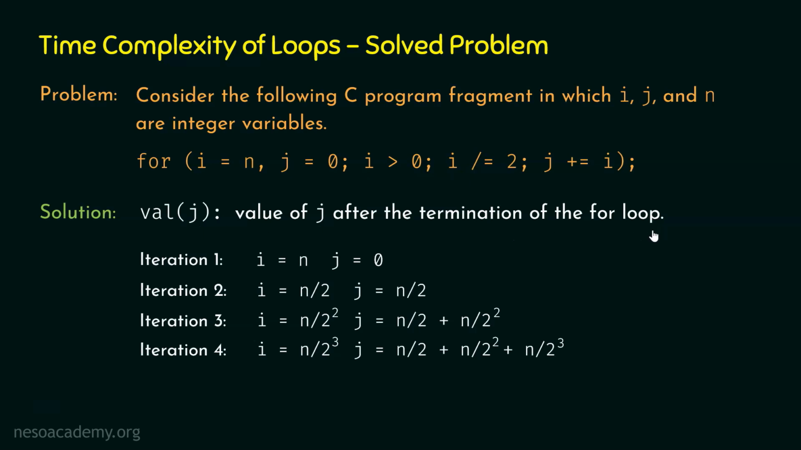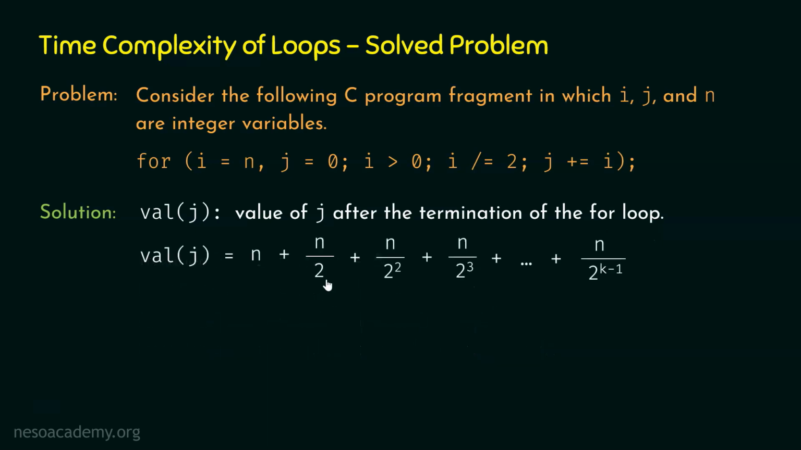So, it is clear that val j is equal to n + n/2 + n/2^2 + n/2^3, and this will continue up to n/2^(k-1), because iteration k is the last iteration of this for loop. This is my assumption. Now let's represent the value of k in terms of n.